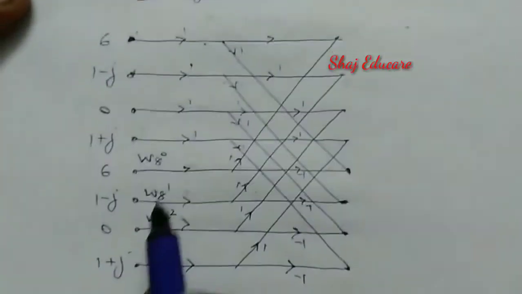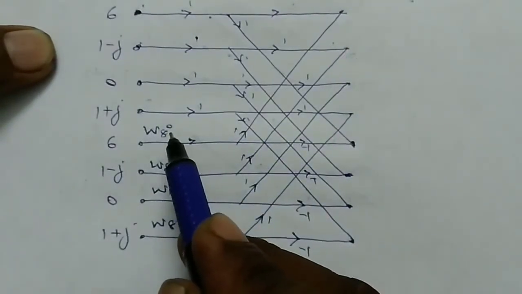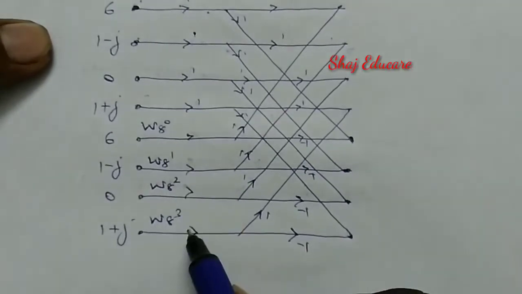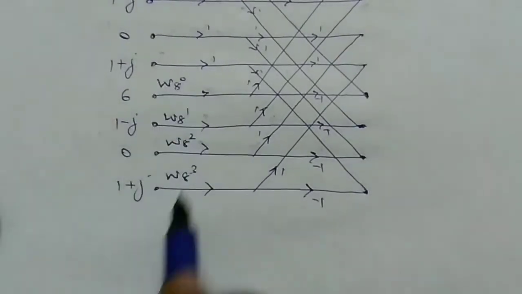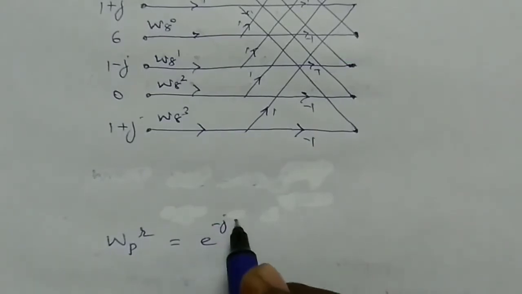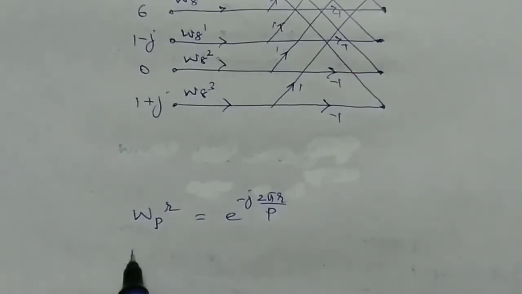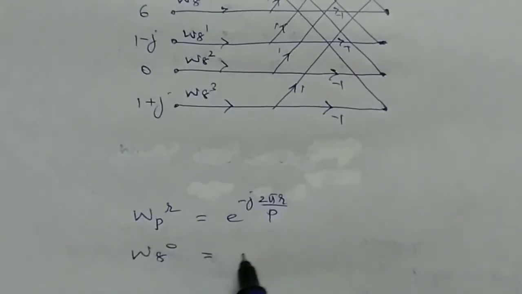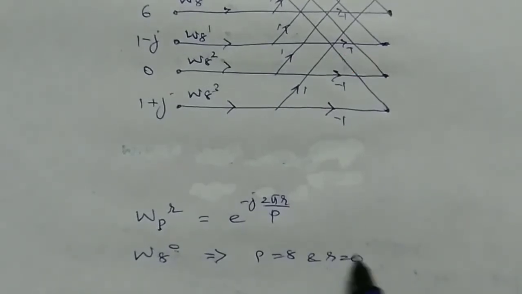Okay, right. Now in order to obtain the output equation, we need to know the values of W8 raised to 0, W8 raised to 1 up to W8 raised to 3. So let us first evaluate the values of these phase factors. We know that W P raised to R is equal to e raised to minus j 2 pi R by P. So when calculating W8 raised to 0, we know that P is equal to 8 here. And what about R? R is equal to 0.